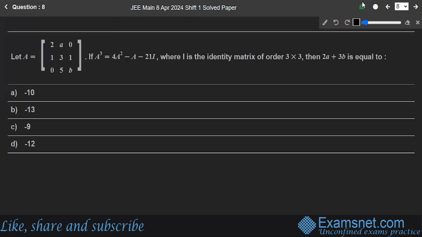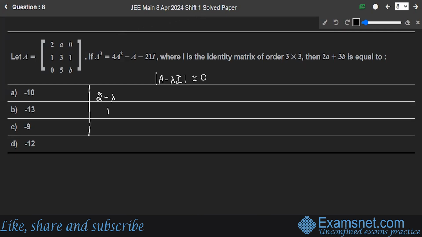Question number 8, let A be given by this matrix. If A³ is equal to 4A² minus A minus 21I, where I is the identity matrix of order 3 by 3, then what is 2a plus 3b equal to? To answer the question, we'll be using the characteristic equation of the matrices. According to that, |A minus λI| is equal to 0. So what is your A matrix after A minus λI?